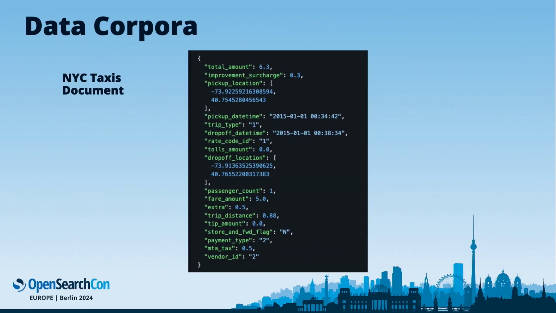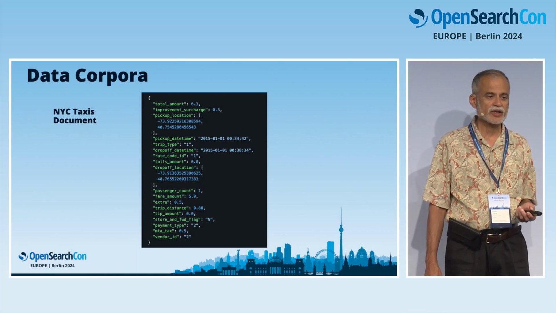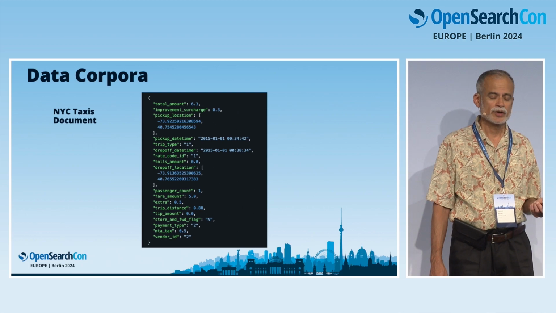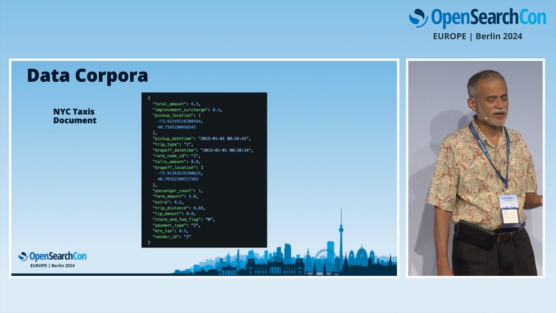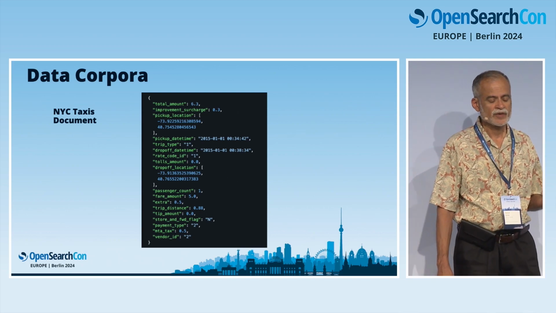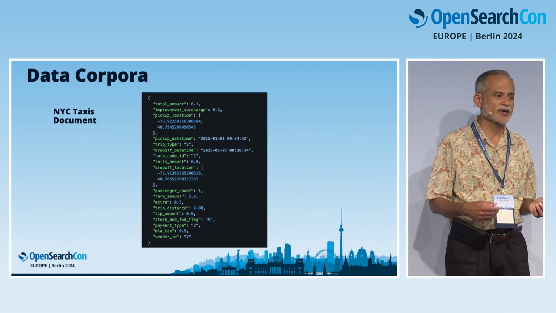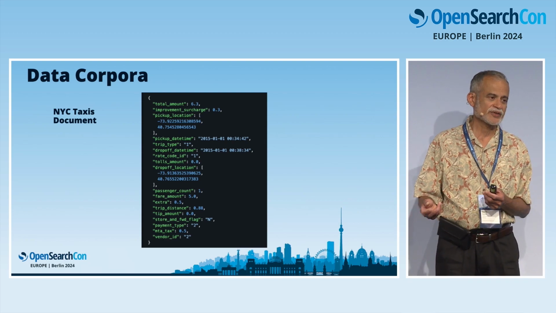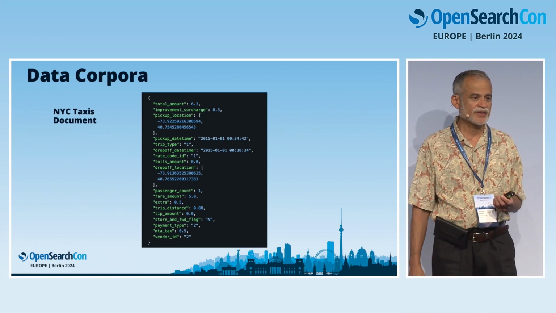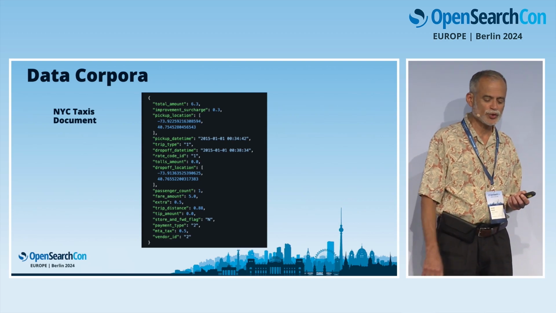The data corpora are simply a set of documents. So here is a sample document from the NYC taxis data corpus. And as I said, NYC taxi models the taxi rides in New York. This document shows the starting point of a taxi ride, where the passenger was dropped off, how many passengers were in the taxi, what the cab fare was, and so on and so forth.